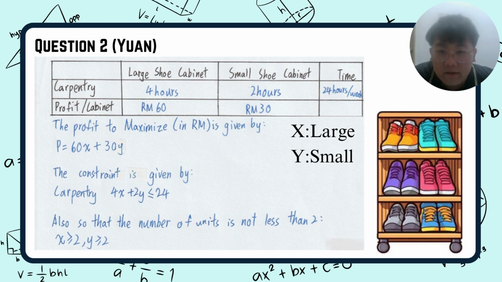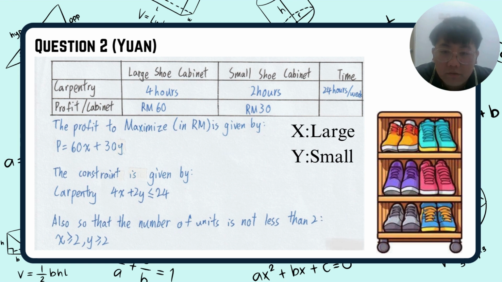How do we get this? We can look at the carpentry column. The large one only takes 4 hours to build, and the small one takes 2 hours. The limited time is 24 hours per week, so we set 4x for the large one plus 2y for the small one, less than or equal to the limited time of 24 hours per week.